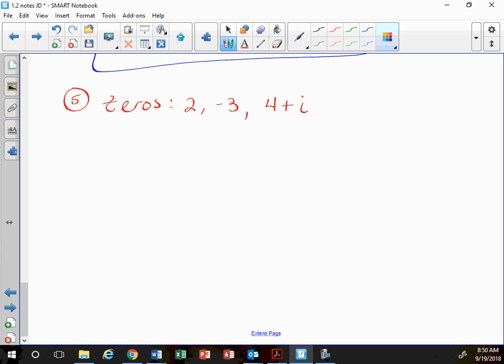Do you know another zero? Yes. What is it? 4 minus i. Okay, just the sign in front of the i will change. That's what makes them conjugates. So remember, if you need to, think about this is what it means to have these zeros.